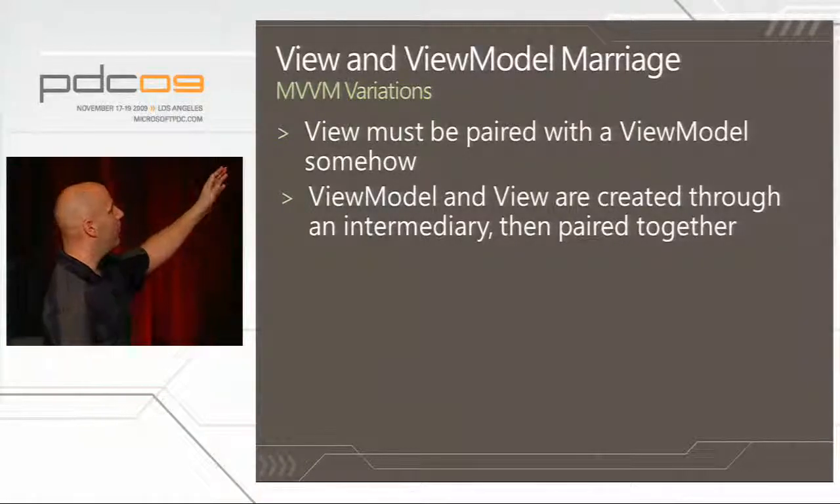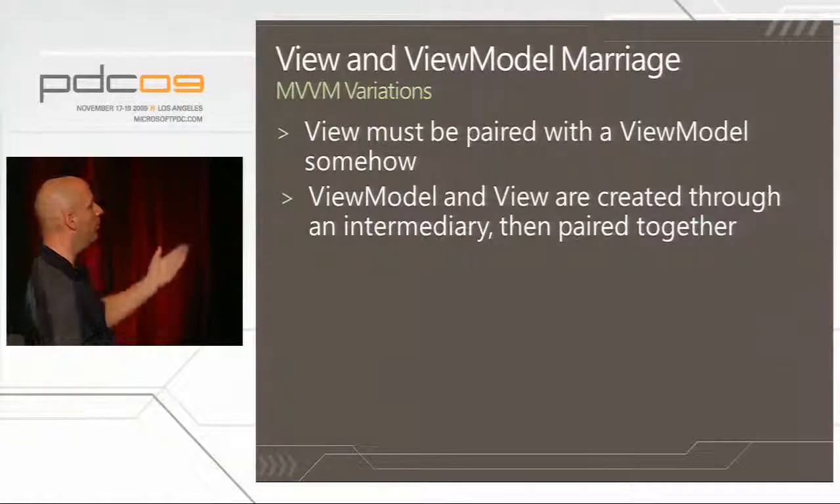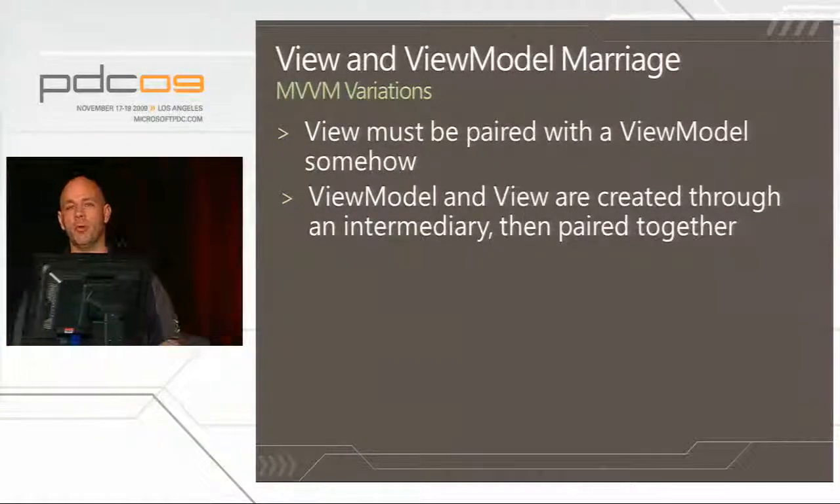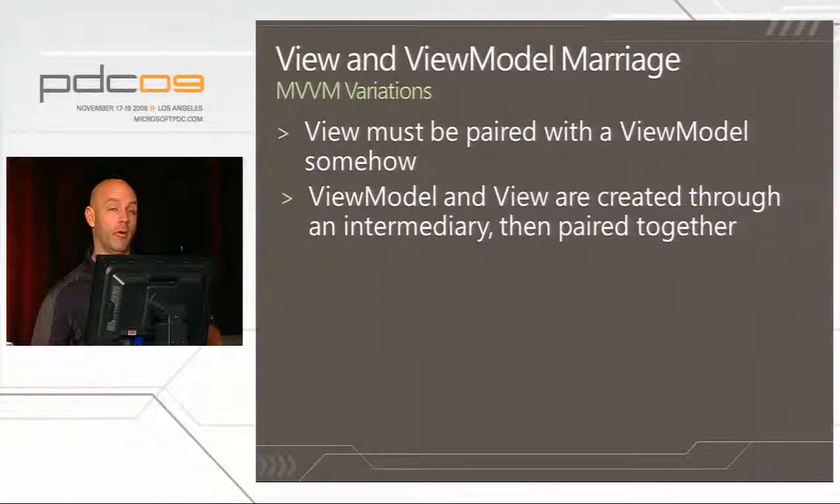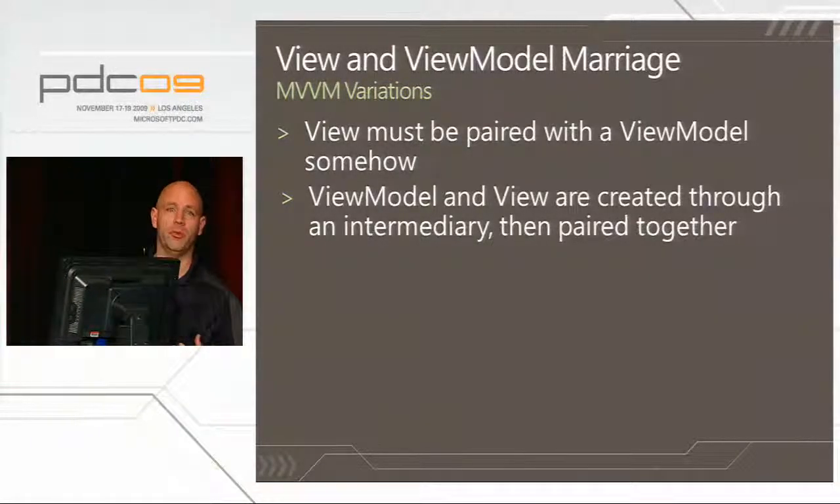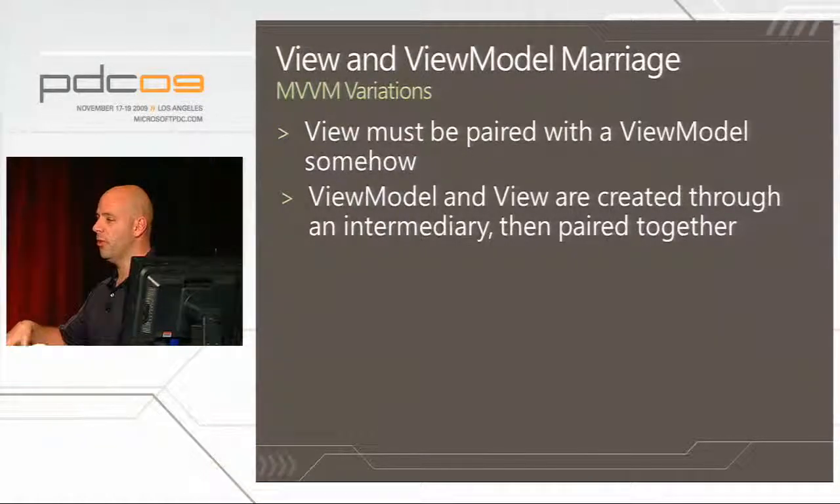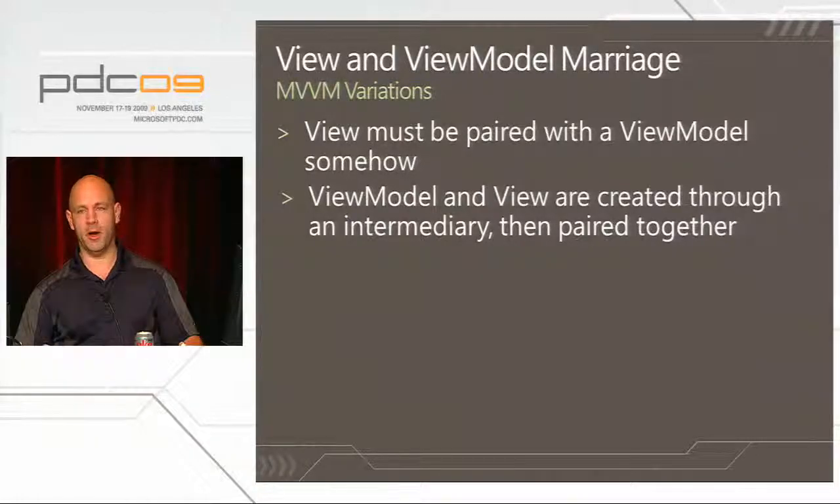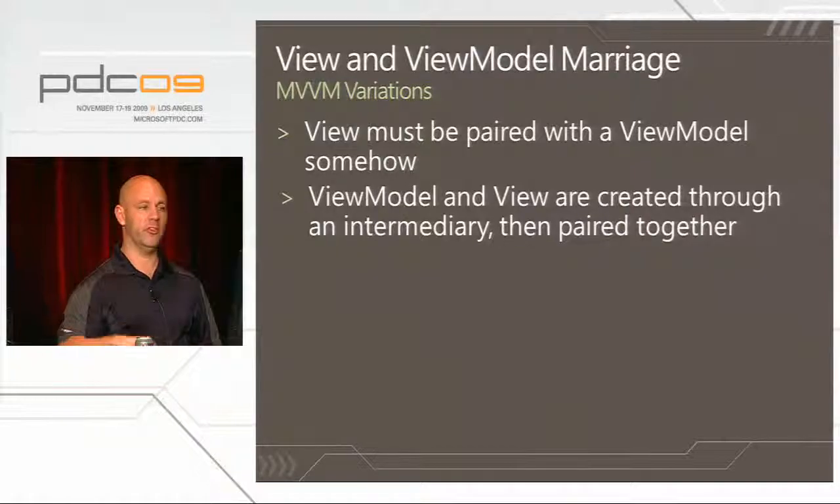So we've got this view model marriage, where the view must be paired with the view model. So what we do is we create them at the same time through an intermediary object. The advantages of doing this are really, really good for the application, especially when you're dealing with scalability and trying to keep it very flexible. And I'll show what some of those are. The downside of doing the marriage is you do lose the blendability because you're not going to be creating the view model inside the view.